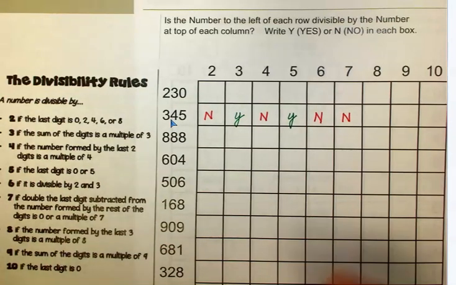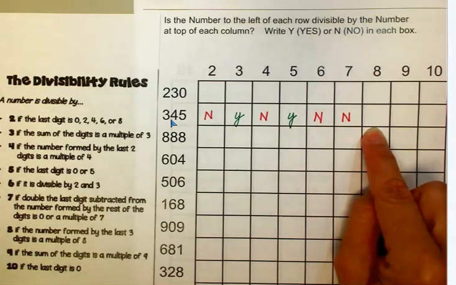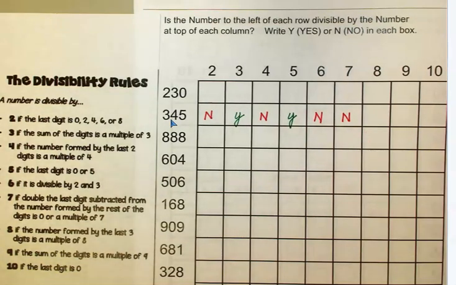Okay, let's go back up here and resume. 8. Again, we have to read these directions carefully. If the number formed by the last 3 digits, well, the number is only 3 digits, is a multiple of 8. When you memorized your multiplication tables, you really only went up through 12 times 12. So the biggest multiple of 8 that you probably learned was 8 times 12, which is 96. And so you're still like, well, I don't know if 345 is divisible by 8 or not.